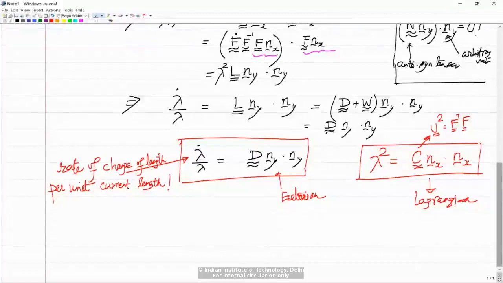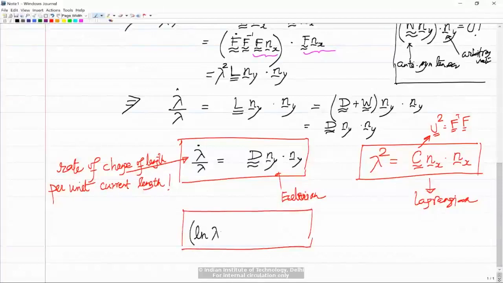Of course, as of now, we have just done rate of change of length per unit current length. Let's look at other quantities. But before going there, we can also make some physical interpretation of this. For example, this is also written in a slightly different form: ln of lambda, and then take its dot. Okay, this dot is the material time derivative. That's equal to again d times ny dot ny. Now what is this ln of lambda? Can you guys recall from earlier class? So ln of lambda, you can recall, it's the Hencky strain, isn't it, or logarithmic strain.